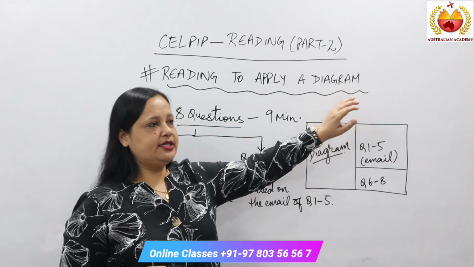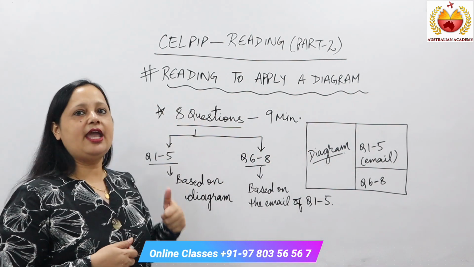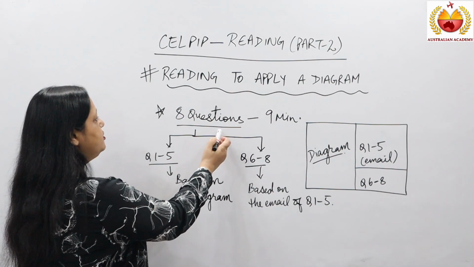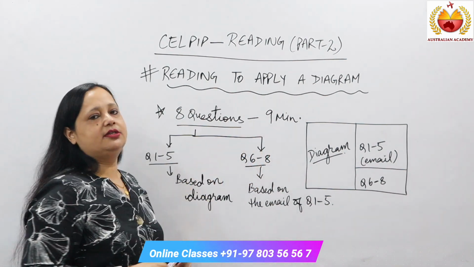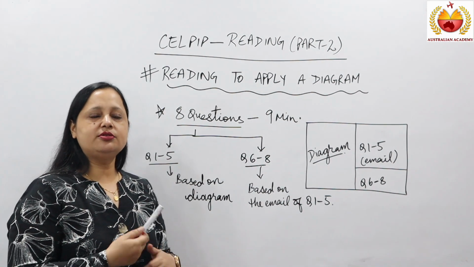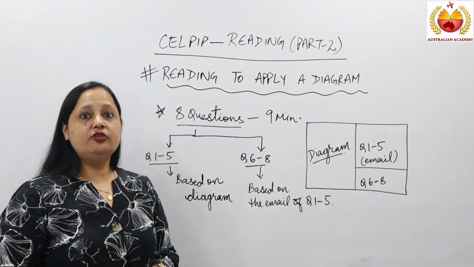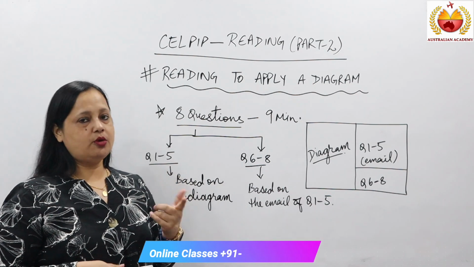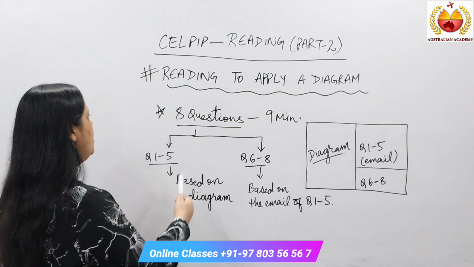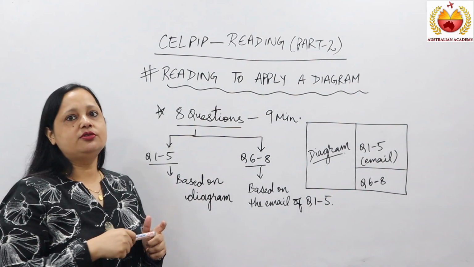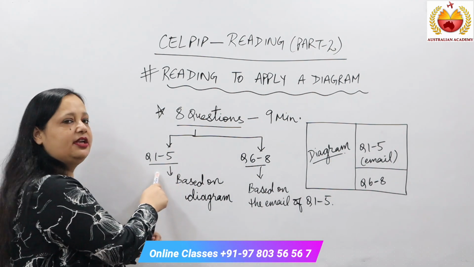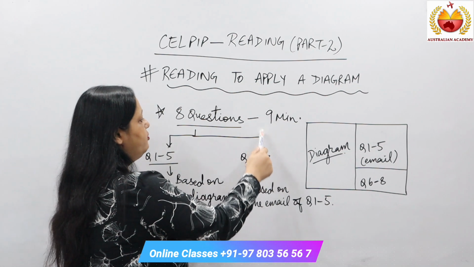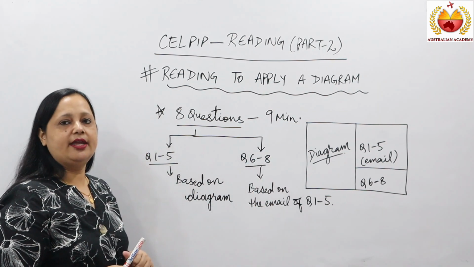On the basis of that diagram you will get 8 questions, and to answer these 8 questions you are allocated 9 minutes. So 9 minutes and 8 questions. Generally you will have about 1 minute for each question. However, these 8 questions are further subdivided into 2 parts. You will have questions 1 to 5, then questions 6 to 8.